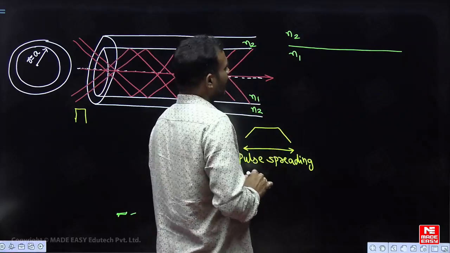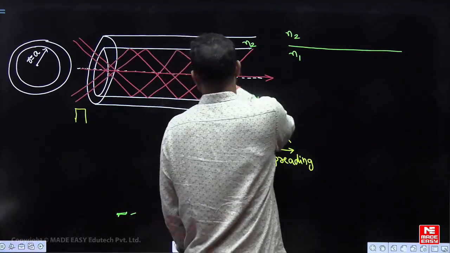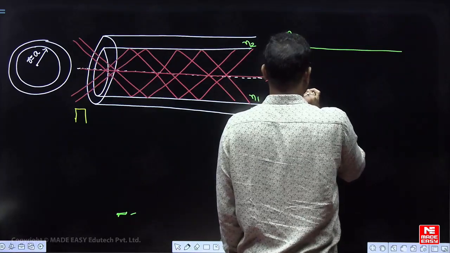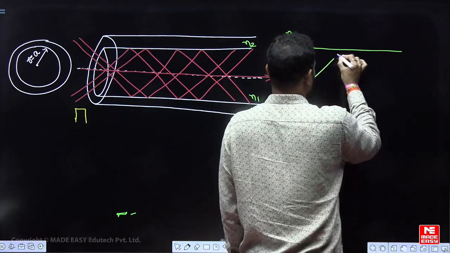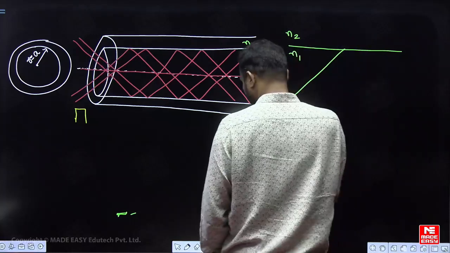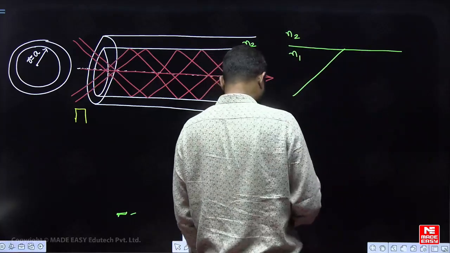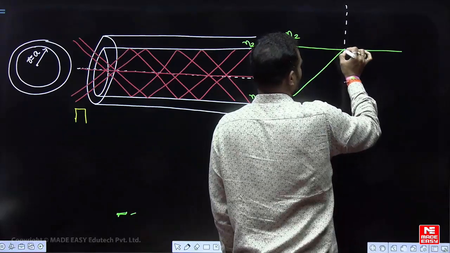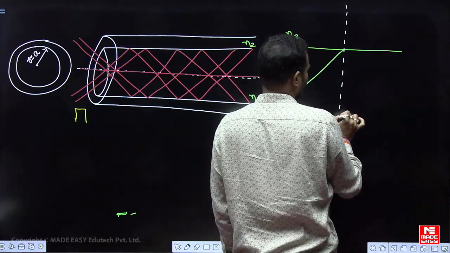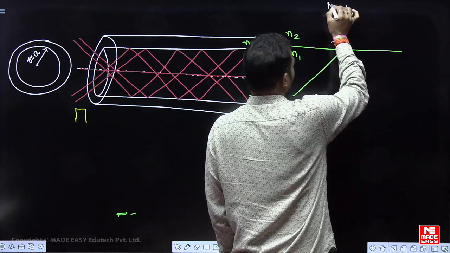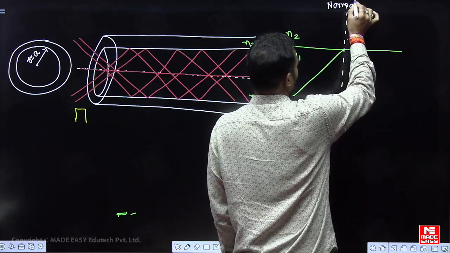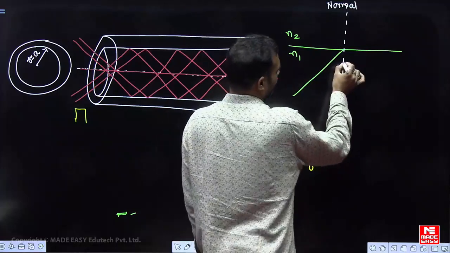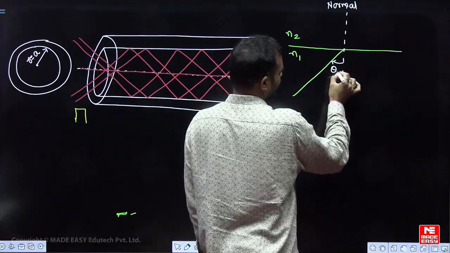Now just observe it, this light ray. Assume I am talking about this light ray. This light ray is going to come and hit the so-called boundary. The line drawn perpendicular to the boundary is called the normal. We studied in yesterday's class also. This is the line drawn perpendicularly at the point of intersection, which is called the normal. So this is the normal. And this is the angle, called theta c.